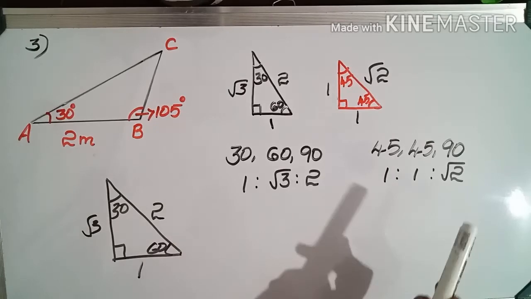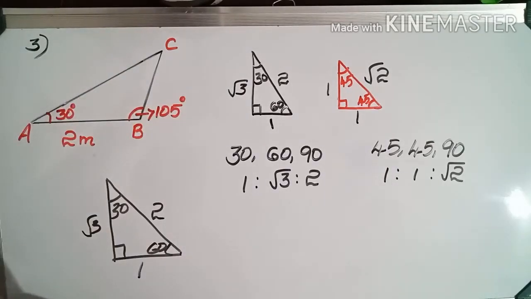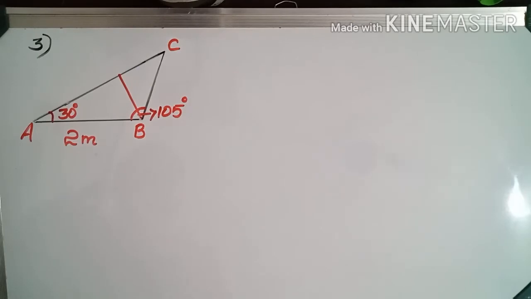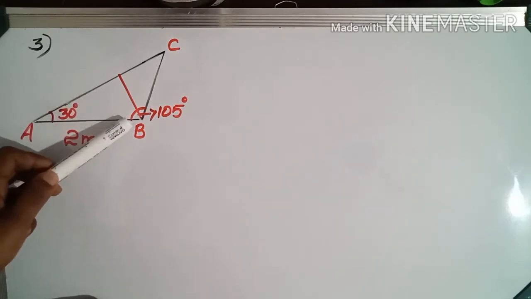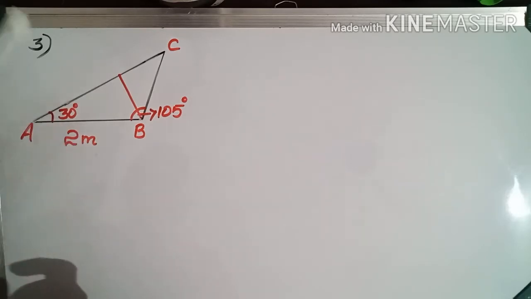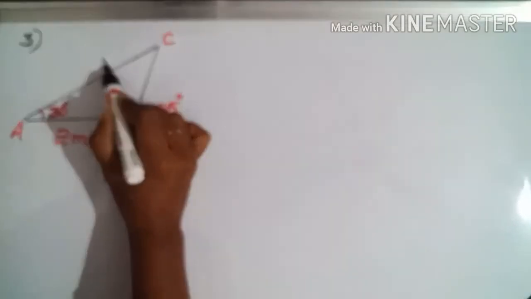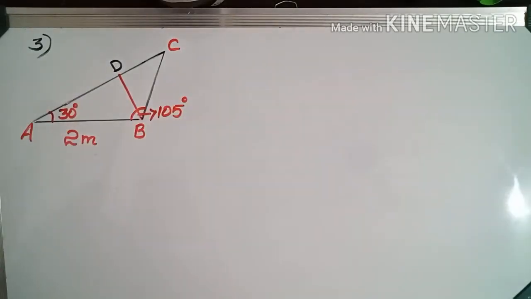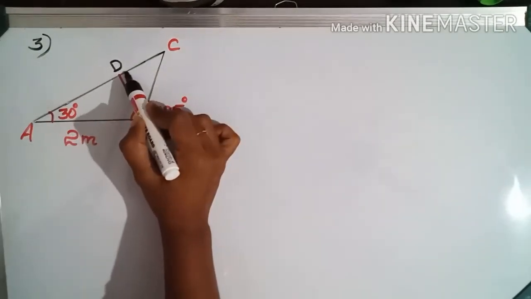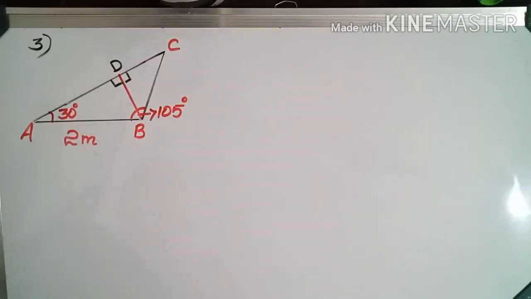Now using this we can find these two sides. Let's see how. In this problem we need a right triangle. So for that, from the vertex with the 30 degree angle, let's draw a perpendicular line towards the opposite side. This is a perpendicular line. Let's mark this point as D. Since it is a perpendicular line, these two angles will be 90 degree.